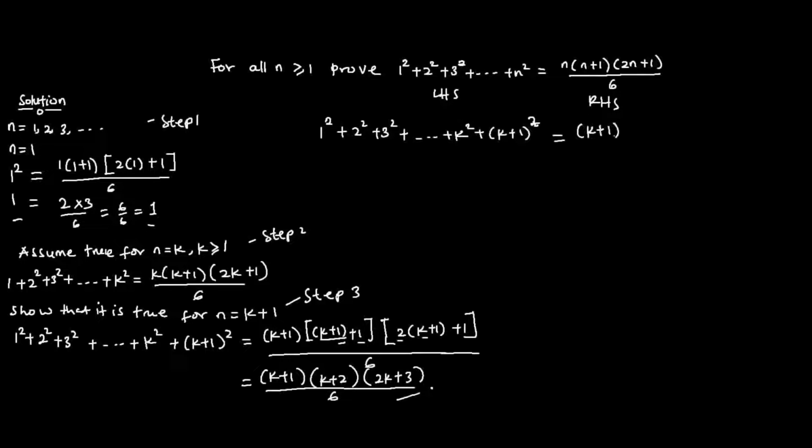k plus 1 multiply with k plus 2 multiply with 2k plus 3, all divided by 6. Okay, so that's what you have now.